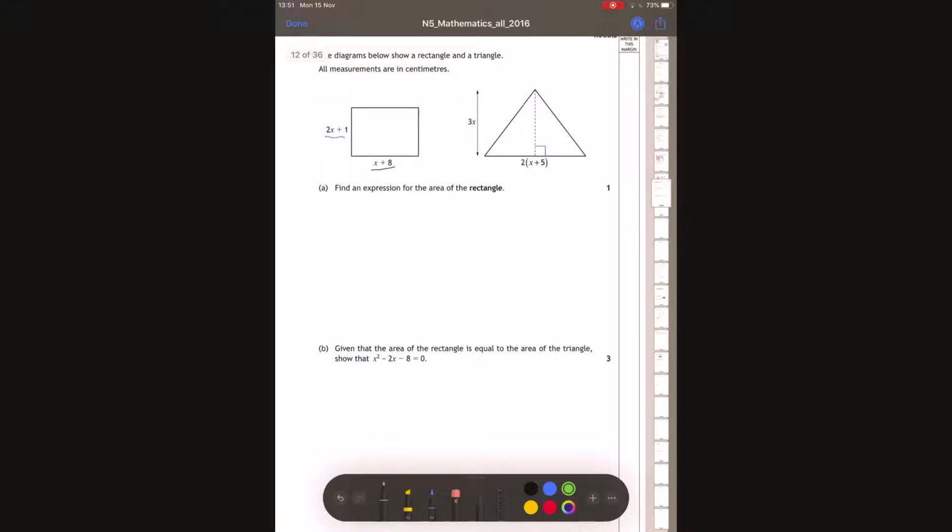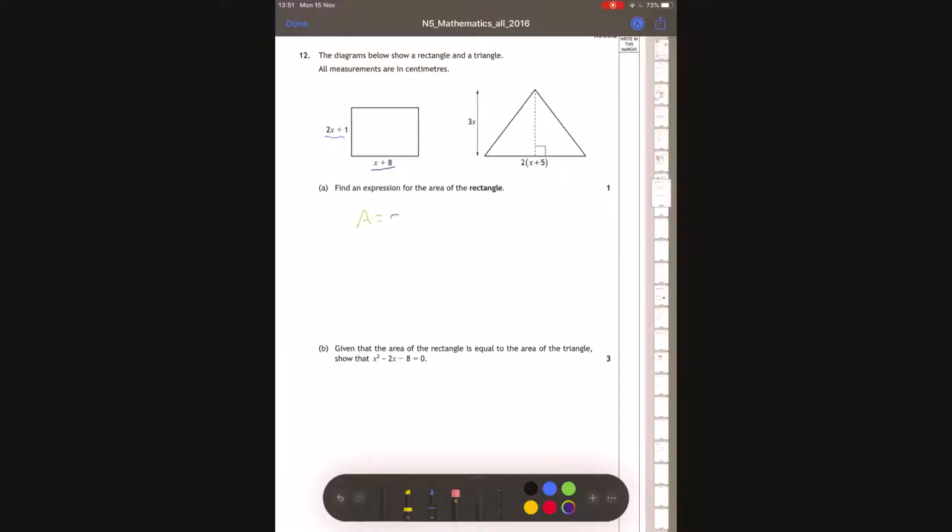So, all you have to do, guys, well, what is the area for a triangle is equal to length times breadth. Area for a rectangle, sorry. So, it's no different. You know, the length can be anything. The length can be a number. So we do length, which is x plus 8.